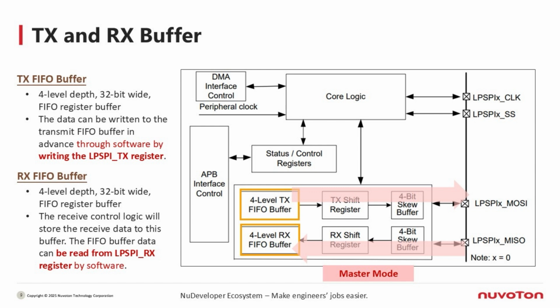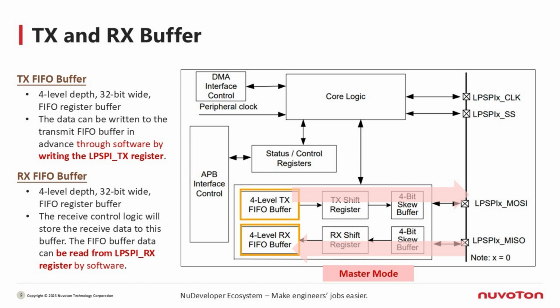The RX FIFO works in the opposite direction. Data received on the MISO pin first enters the RX shift register. Once a full unit is ready, the hardware writes it into the RX FIFO. To read data, you simply read from the RX register, and you'll get the contents from the FIFO. During the entire transfer, both TX and RX can use DMA to move data automatically, so the CPU doesn't have to intervene constantly, reducing system load.